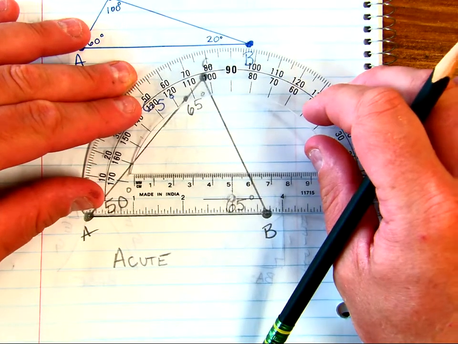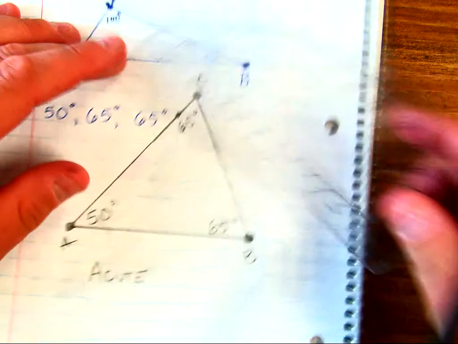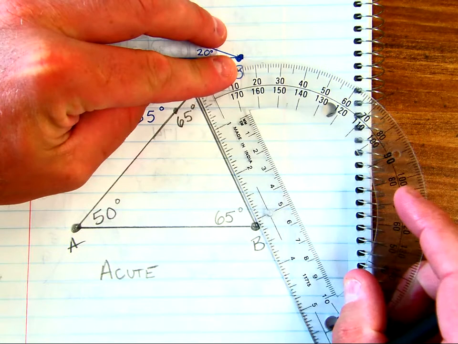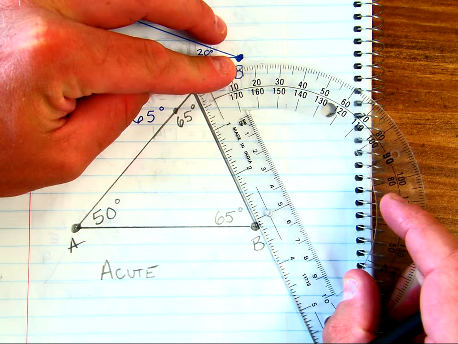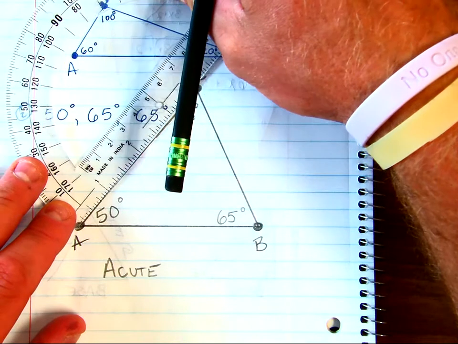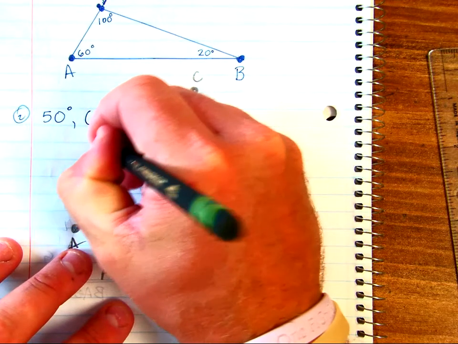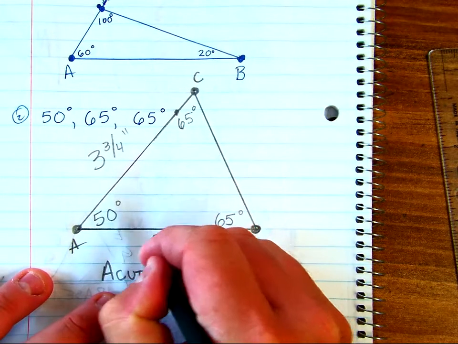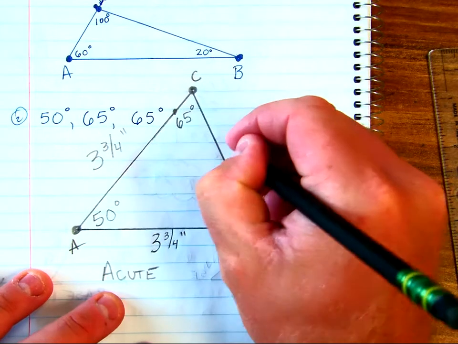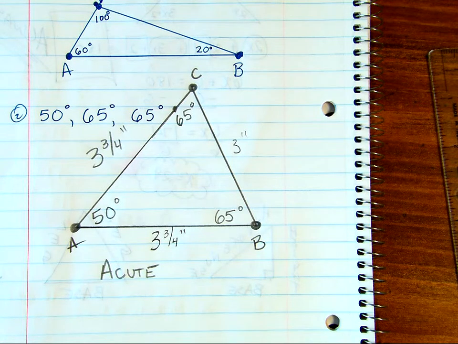All right, the base is about 3 3/4. One of the legs, this leg is 3. And this leg is 3 3/4. So we have 3 3/4 of an inch, 3 3/4 of an inch, and then we have 3 inches. So what kind of a triangle is this? Equilateral, isosceles, or scalene, Alex? Isosceles is correct.